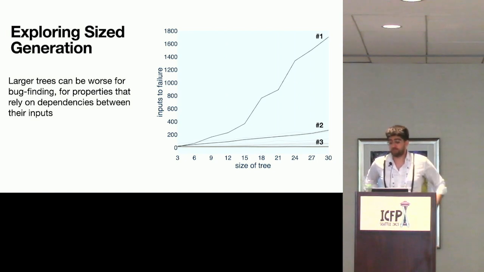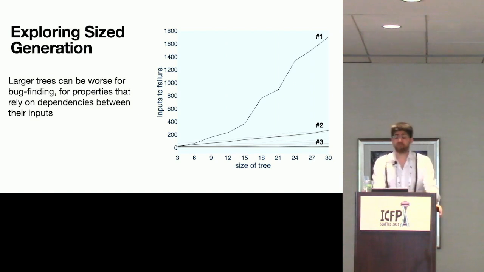And here, the generator is configured with generating different sizes of tree, and we look at its performance in finding bugs. And what we see here is that even though it's mostly correct, in cases where you have dependencies between different inputs, it may become harder if you have larger structures.